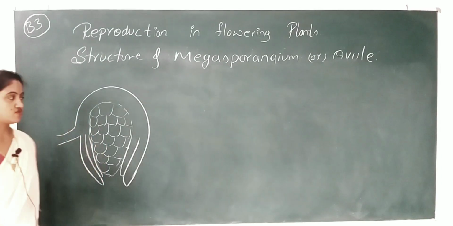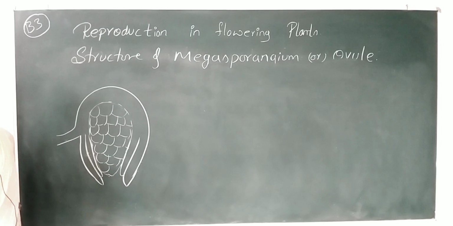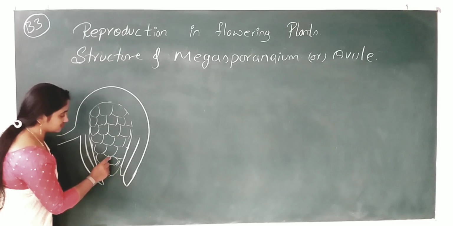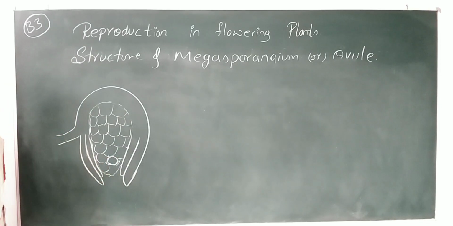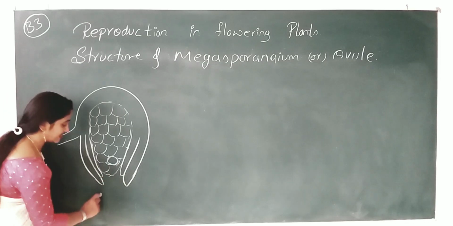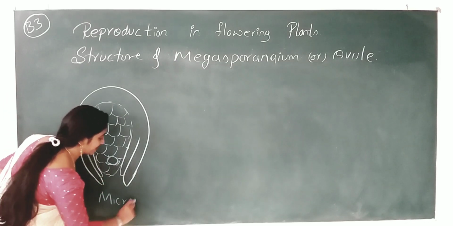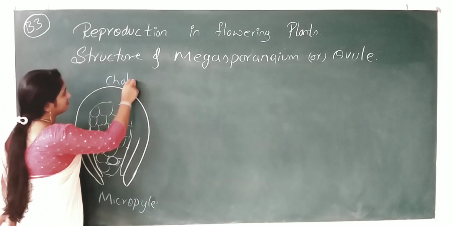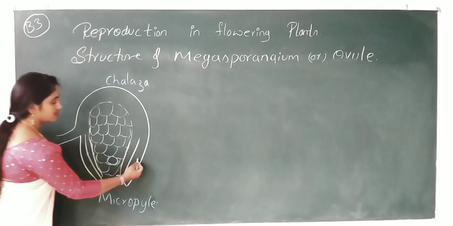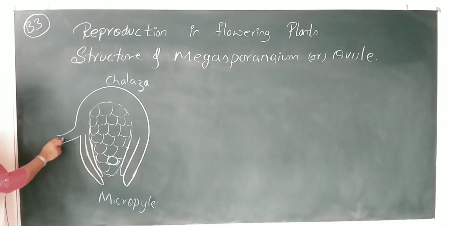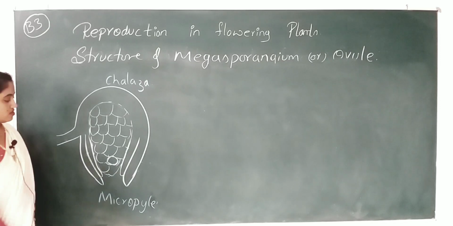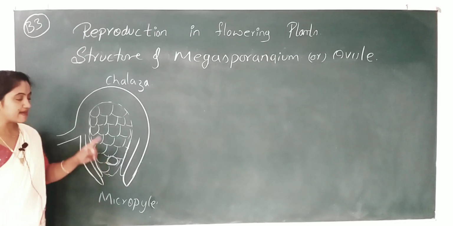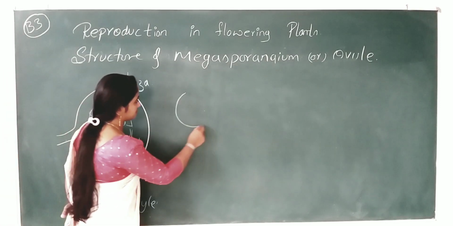So here we have an anatropous ovule. I will take only one cell of the nucellus. Think of this as one cell of the nucellus which is nearer to the micropylar end. This is the micropylar end or micropyle, and this is the chalazal end or chalaza, and these are the outer and inner integuments, the stalk of the ovule, and so on. So this is one cell which is nearer to the micropyle. It gets bigger in size.